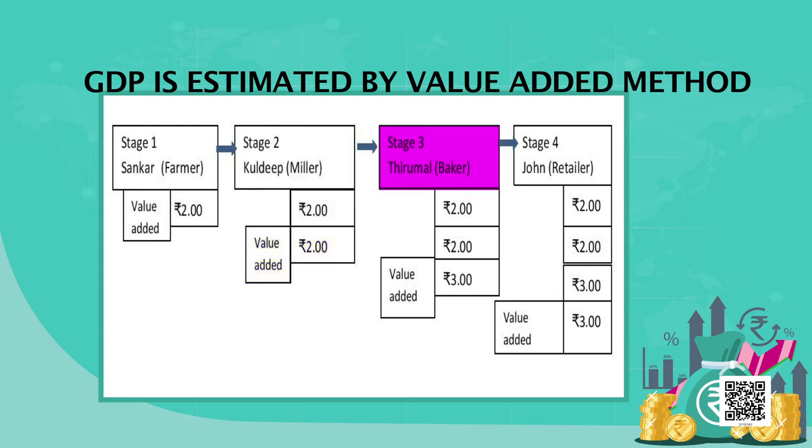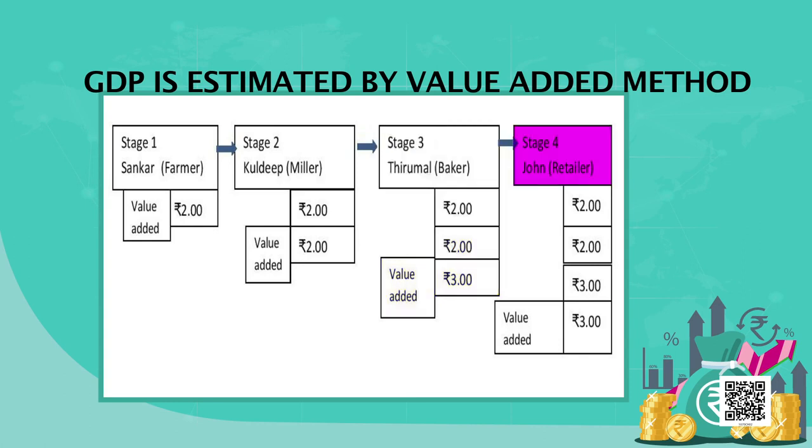It goes to the baker. Before going to the retailer, he converts this wheat flour, uses his machinery, employs laborers, and packets it. He sells it for 7 rupees. How much has he added in value? From 4 rupees he has added value to 7 rupees, so the value addition here is 3 rupees only. He has converted this flour into bread and sells it for 7 rupees.